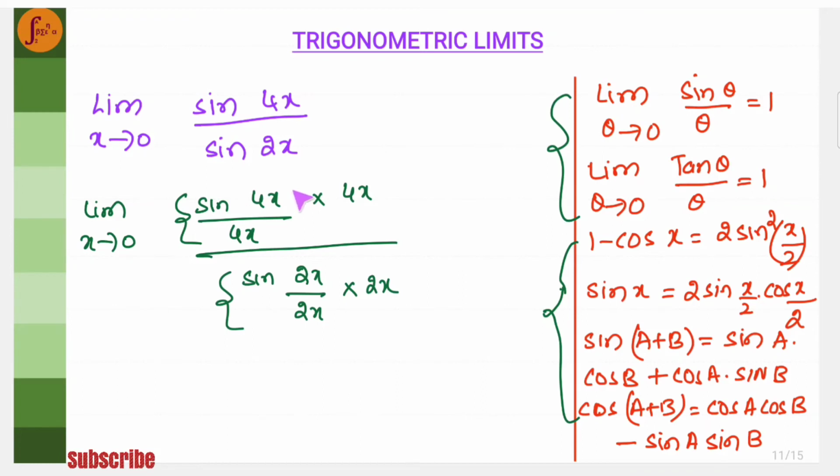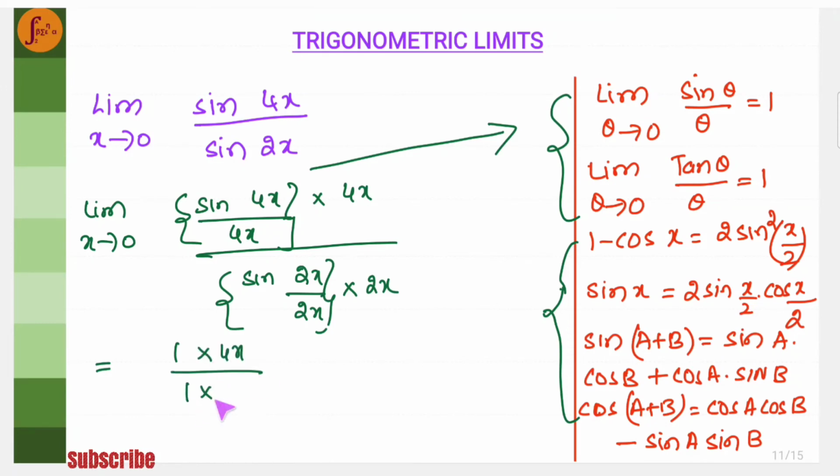So now we can apply, this is of this form, right? So sine 4x by 4x is 1. Sine 2x by 2x is also 1. So we'll get 1 into 4x by 1 into 2x. x and x will get cancelled. 2 1s are 2, 2 2s are 4. So we'll get 2 as the answer.